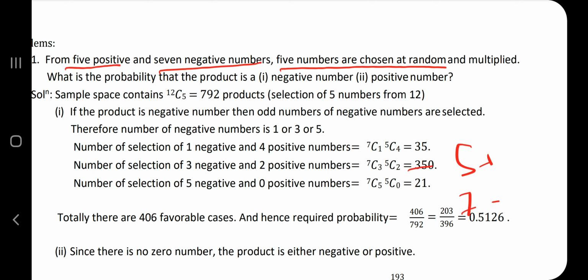Okay, it is not specified from which one it is chosen. It is just chosen at random and multiplied. What is the probability that the product is a negative number? What is the probability that the product is a positive number?